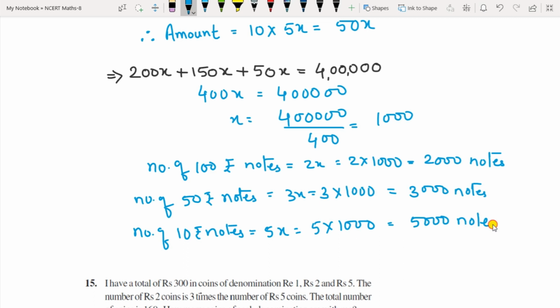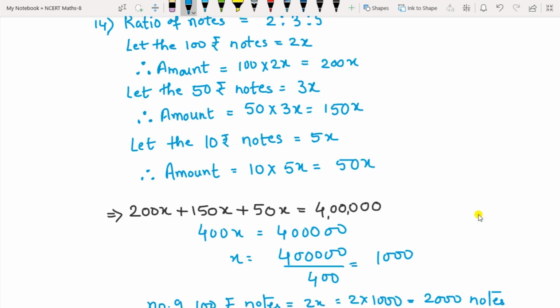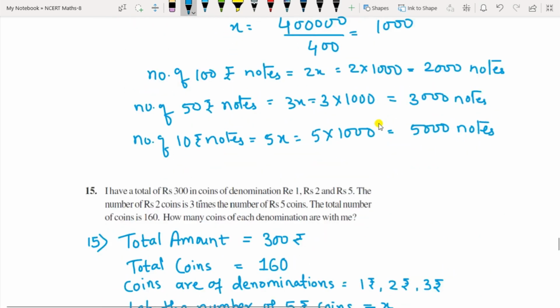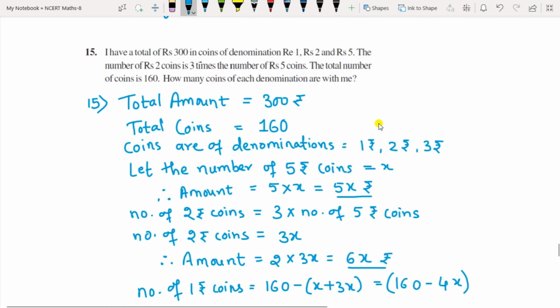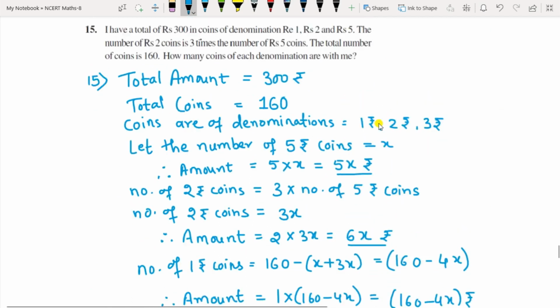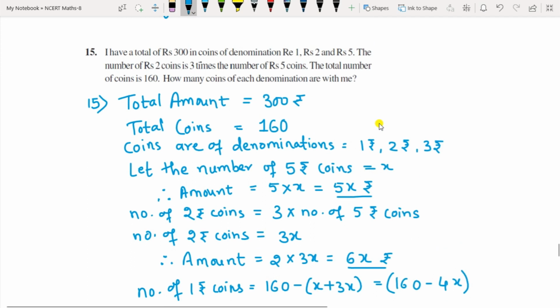Number of 10 rupees notes are 5x. That is 5 into 1000, which is 5000 notes. So you can see here 100 rupees was 2x, then 50 rupees was 3x, and 10 rupees notes was 5x. Substitute the value of x, and you will get the answer for the notes.